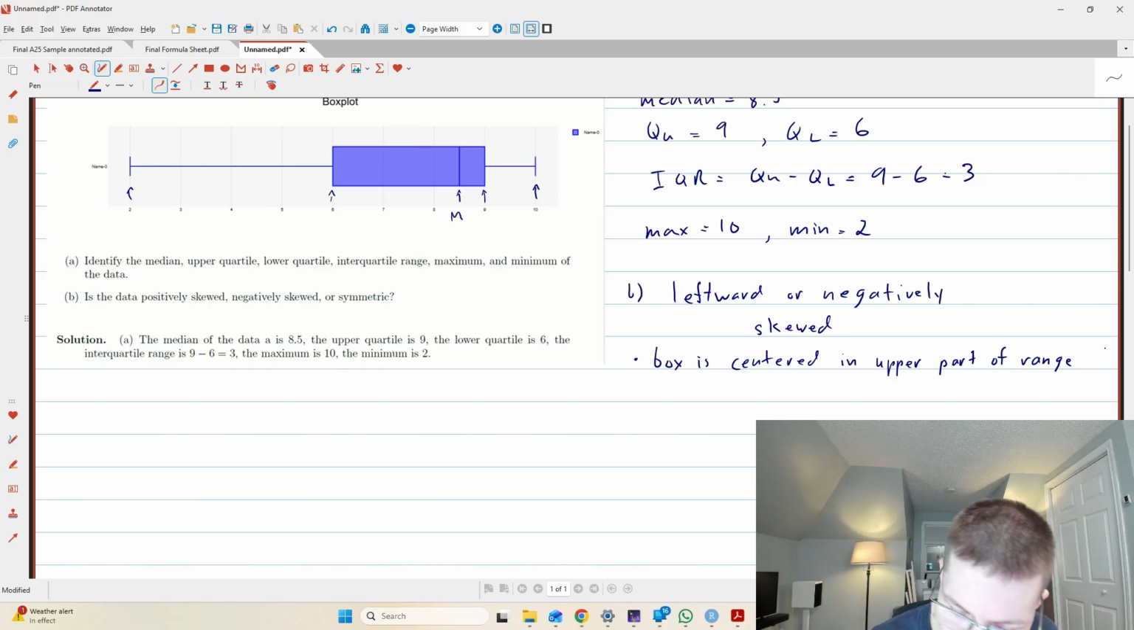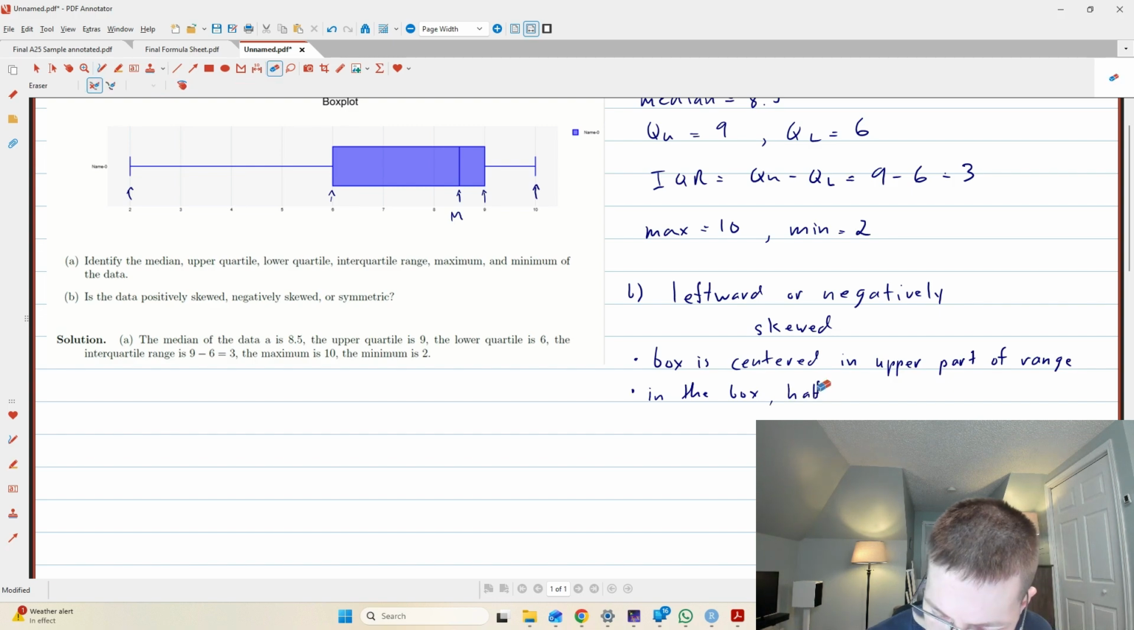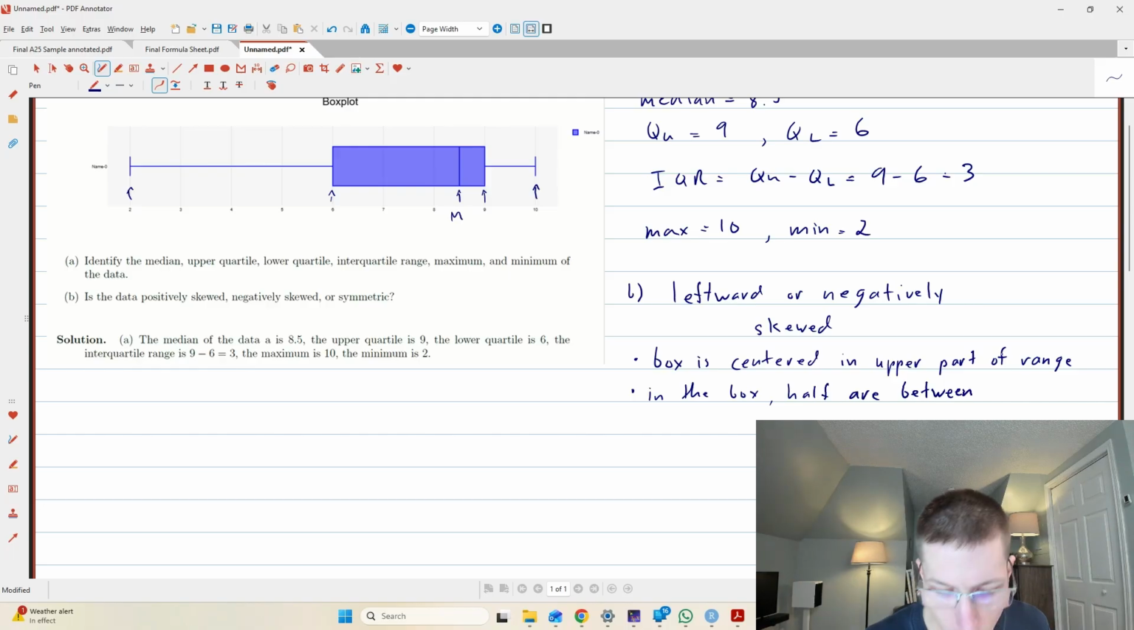And of the data points in the box, half of them, sorry, it's sort of messy, half are between M, which is 8.5, and my upper quartile, which is 9. Okay, so again, more of the data seems to be in the upper part of the range.